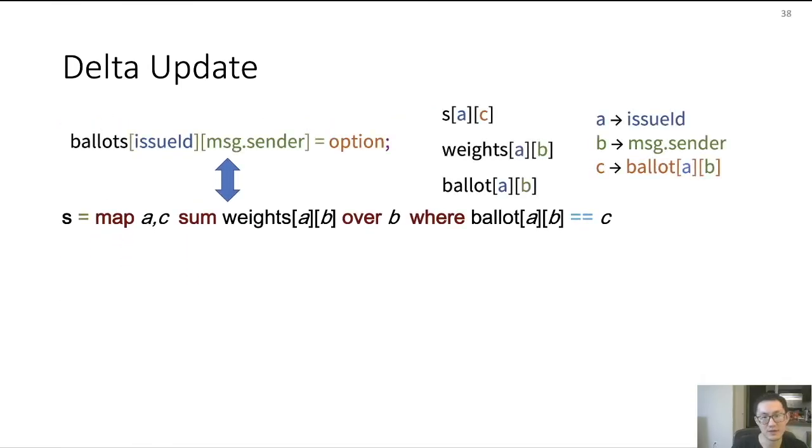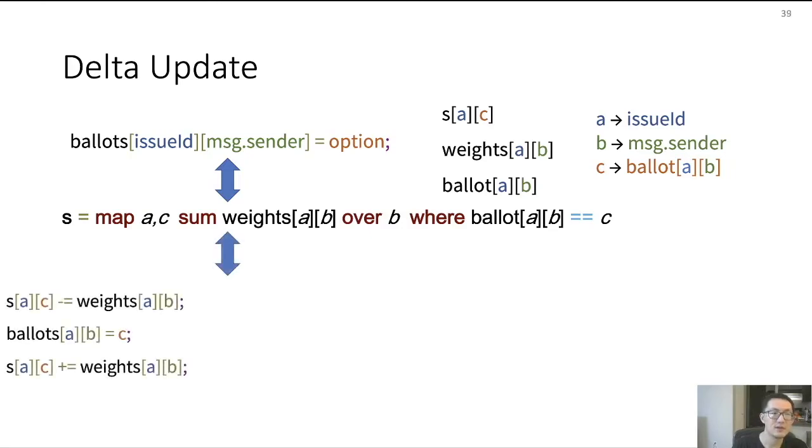In this example, Solythesis detects that the assignment expression may change the intermediate value of the sum expression. It then binds a free variable A in the invariant to issue ID, binds B to message sender, and binds C to ballot of issue ID of message sender. These bindings indicate that the write to ballot of issue ID of message sender may only change the intermediate value of S[A][C], where A equals issue ID and C equals ballot of issue ID of message sender.